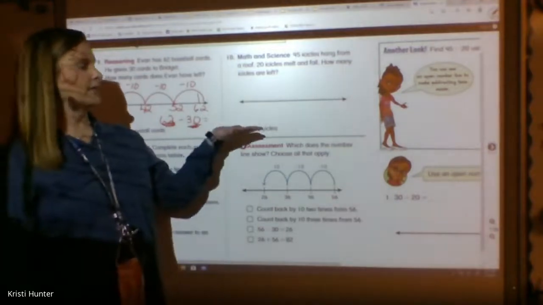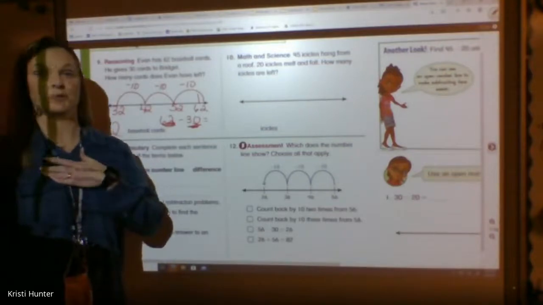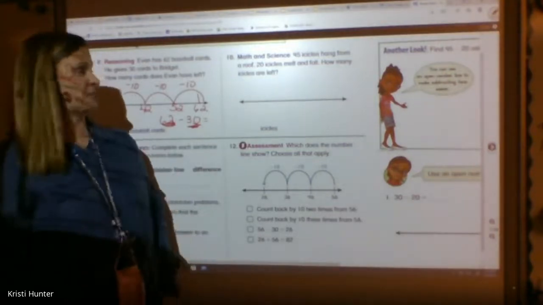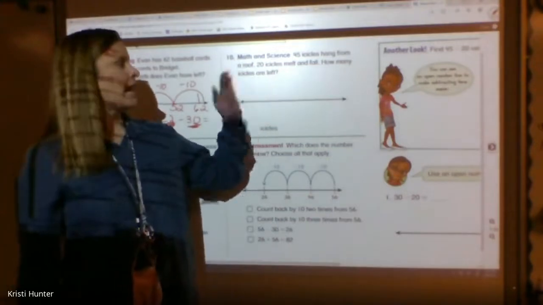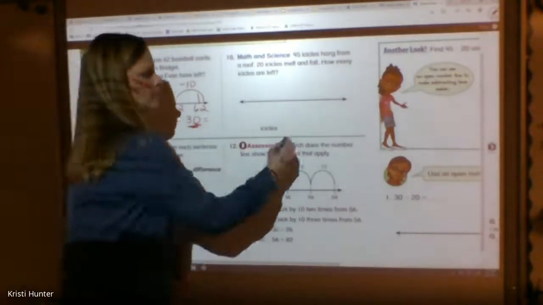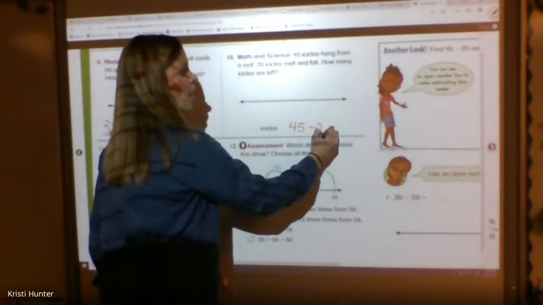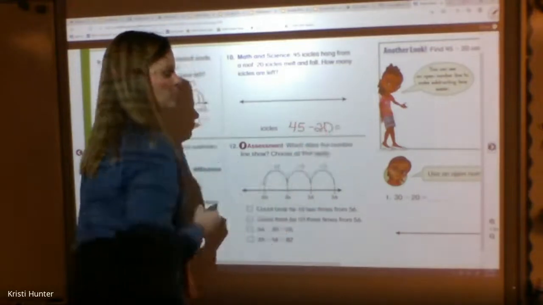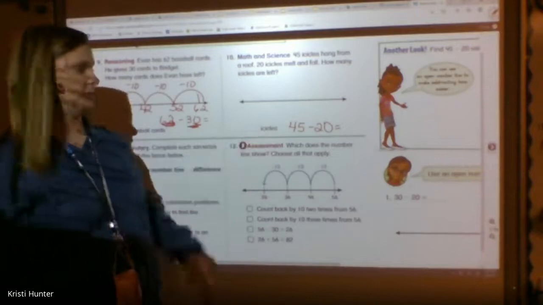All right, let's look at number 10. 45 icicles hang from the roof. 20 icicles melt and fall. How many icicles are left? So let's think about our problem. Our problem is we have 45 and 20 melt and fall. We want to know how many icicles are left. So that's going to be our answer here.